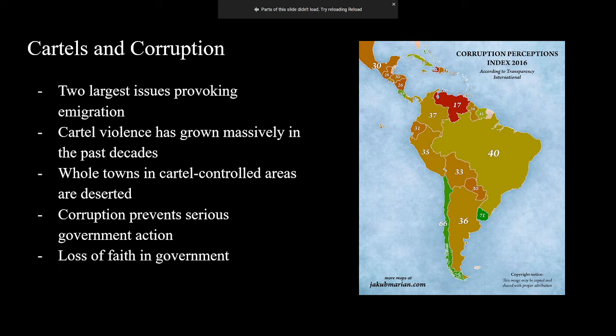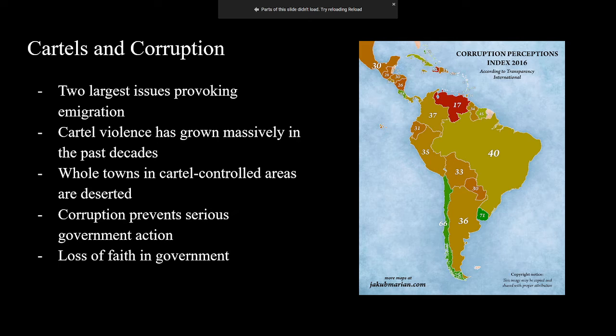On the right, we have a corruption perceptions index for 2016 of different Latin American nations. Lower numbers are worse, and as we can see, unless you're Uruguayan, Chilean, or Costa Rican, it's basically just devastating. If you're from Mexico, that's a very corrupt government. Guatemala, corrupt government. Honduras, corrupt government. Nicaragua, corrupt government. Venezuela, of course, has an incredibly low rating. And this form of corruption incentivizes more emigration. These are the two largest issues provoking it to begin with.